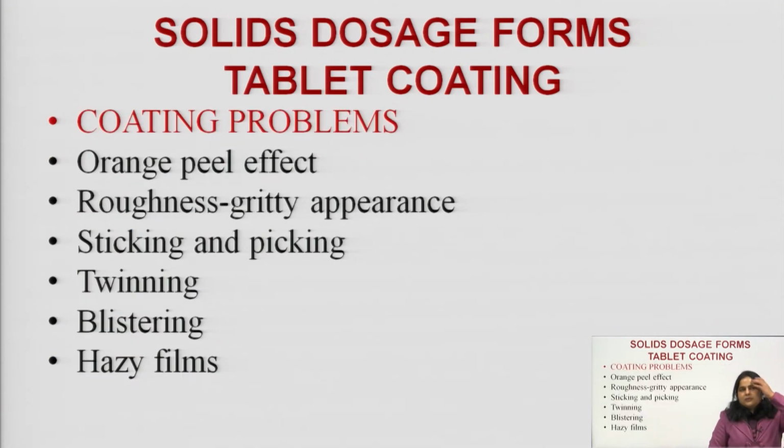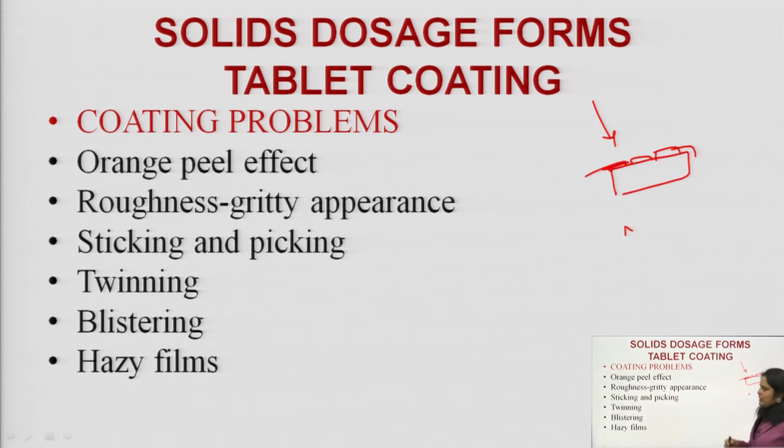Then various problems which we encounter during this tablet coating process is orange peel effect. Orange peel effect means, suppose this is the tablet, coating solution is sprayed on this, the outer part of the tablet or the coating is dried and some of the moisture is entrapped into here, or the vapors of the solvent are entrapped, which give a bumpy appearance. That is called as orange peel effect.